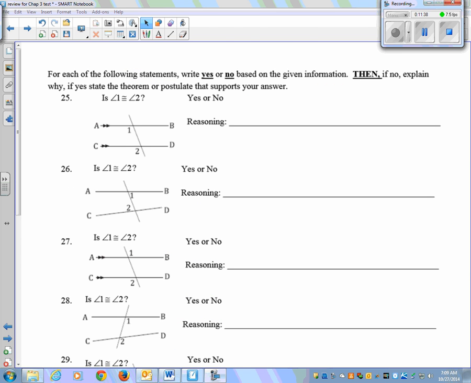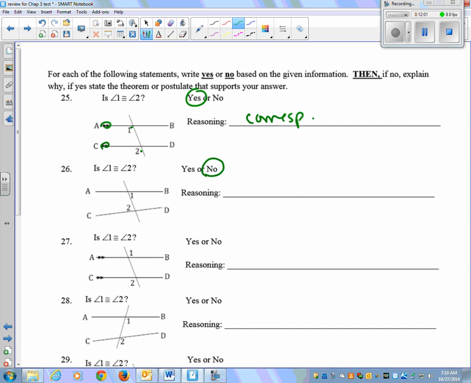Okay, here we are going to take this diagram and decide if it's yes or no. Here, these are marked parallel. So is 1 congruent to 2? Yes. Why? Because they're corresponding angles. Number 26, these are not marked parallel. They don't even look parallel. So is 1 congruent to 2? No, because not parallel lines.